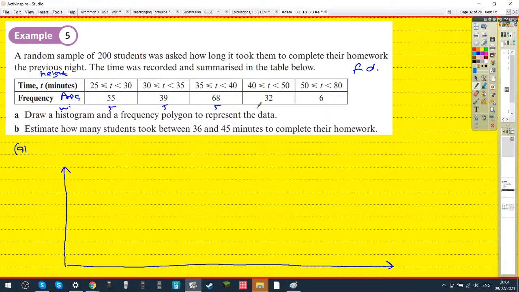So would you do 55 divided by 5? Which gives you 11. And then you do 39 divided by 5, which is 7.8. And then the other one's 13.6. And then 3.2. Another one is 0.3. Looks good.